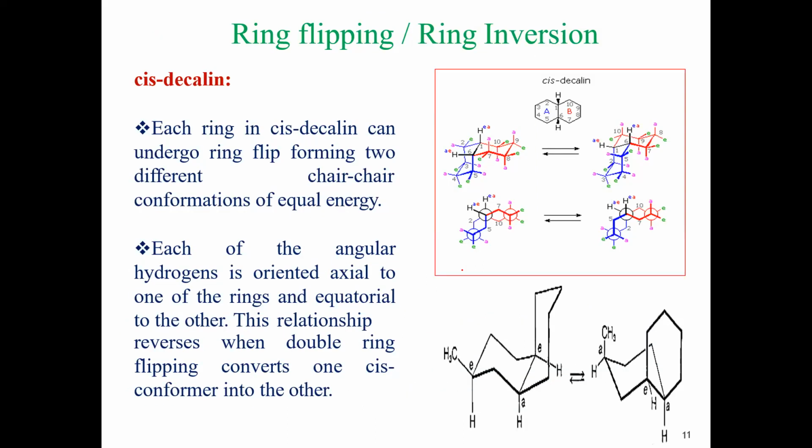In ring flipping and ring inversion in cis and trans decalin, in cis decalin each ring, under ring flipping, forms two different chair conformations of equal energy. This is the Newman projection type of ring flipping, and this is the shear-like ring flipping.